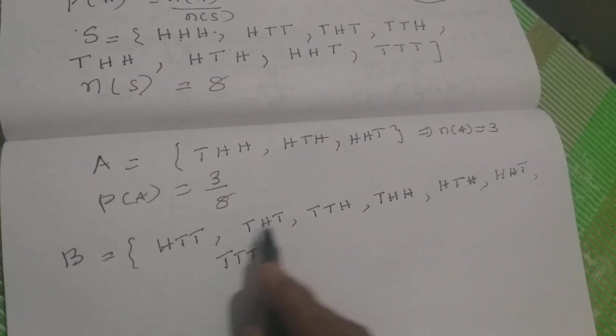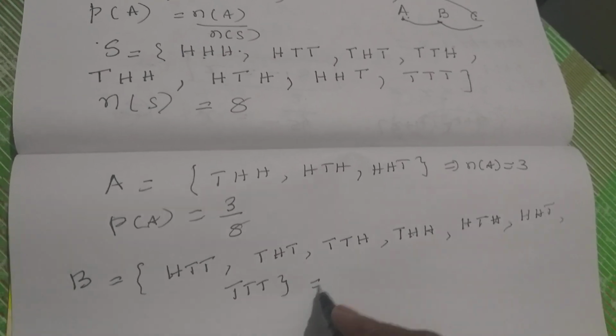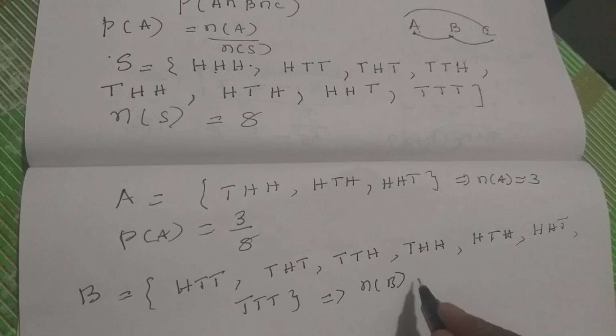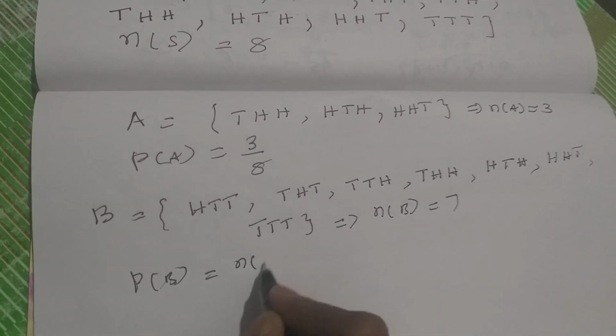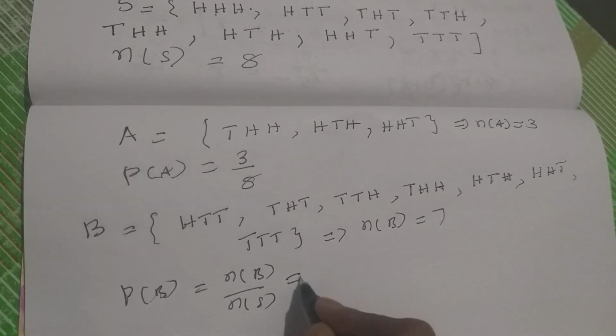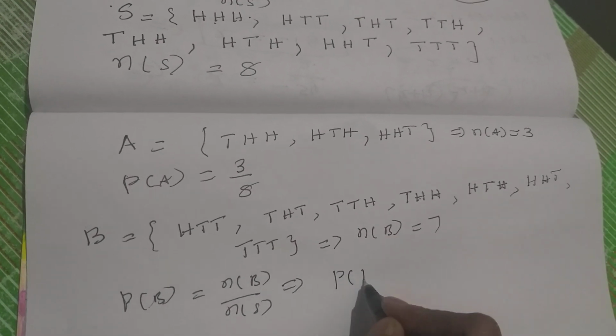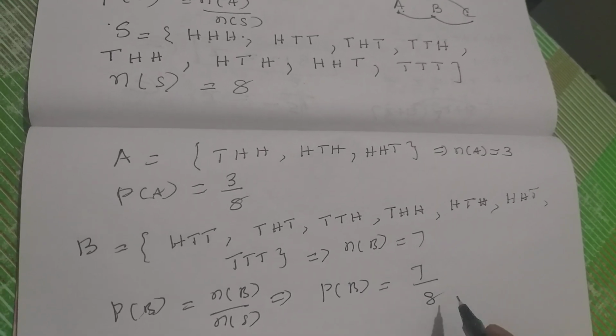H, H, H we cannot take because no tail at all. So how many are you getting? 1, 2, 3, 4, 5, 6, 7. So n of B equals 7. That means P of B equals n of B by n of S. So P of B is equal to 7 by 8.